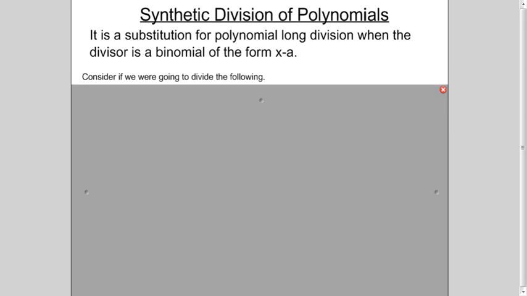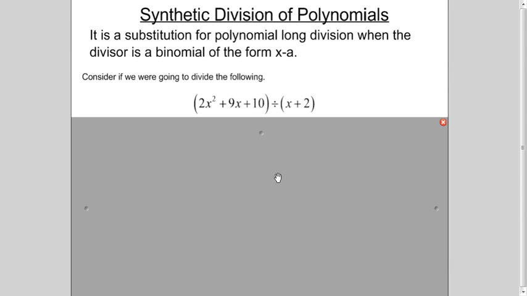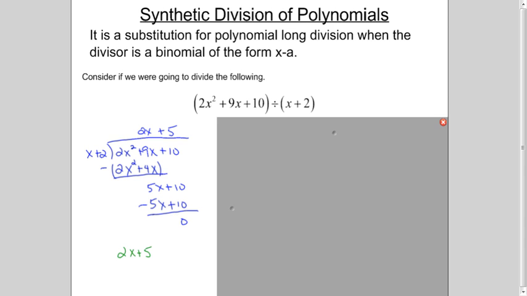So what is synthetic division? It's a substitution for polynomial long division when the divisor is a binomial of the form x minus a. Consider if we were going to divide the expression 2x squared plus 9x plus 10 by x plus 2. I just did this polynomial long division out, and what we wind up getting is in fact 2x plus 5.